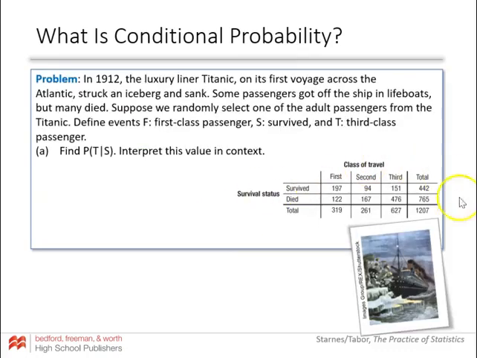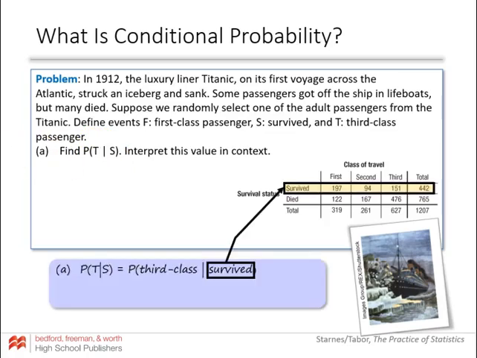All right, so here we have a two-way table that looks at the class that people were traveling in on the Titanic and then whether or not they survived. Our events are F, a first class passenger, S, survived, and T, a third class passenger. So this first question, find the probability of T given S. That means find the probability that someone was a third class passenger given that they survived.